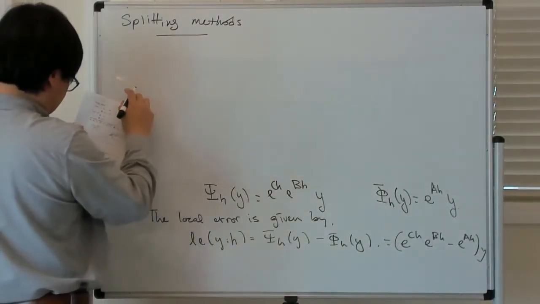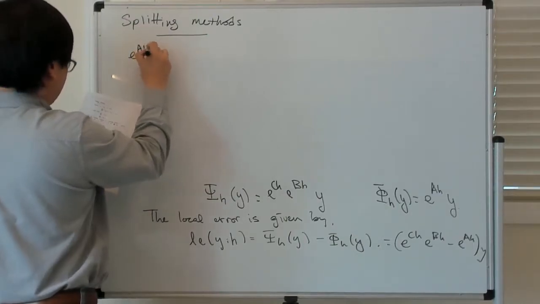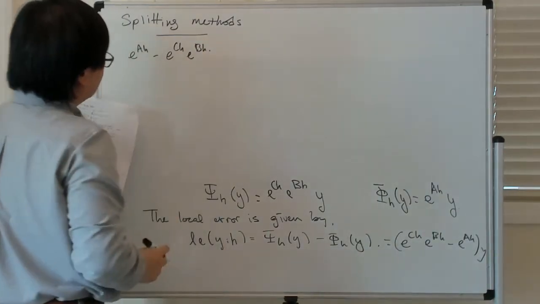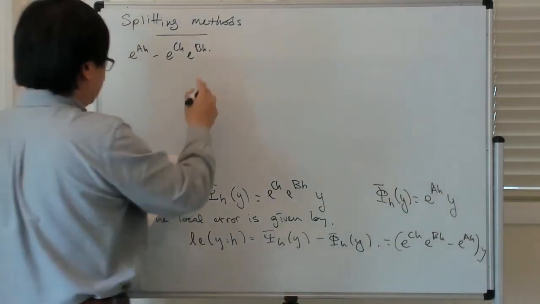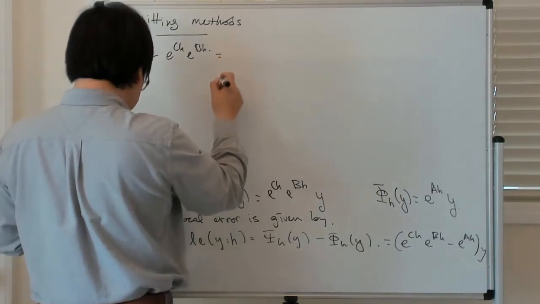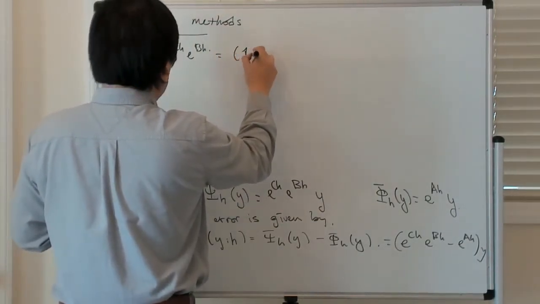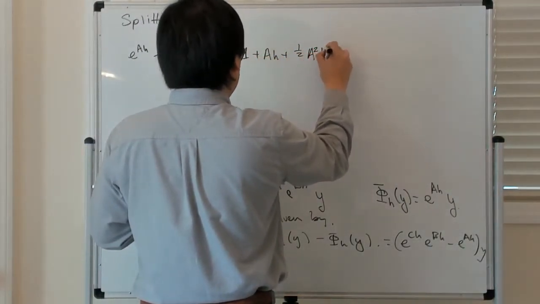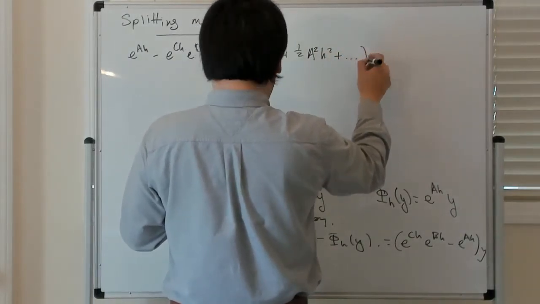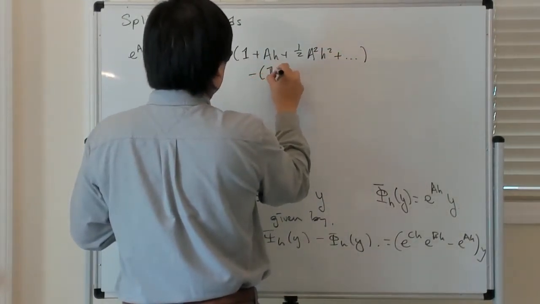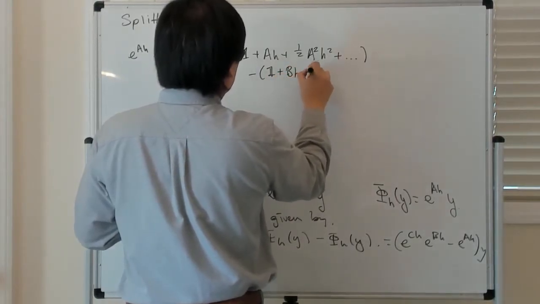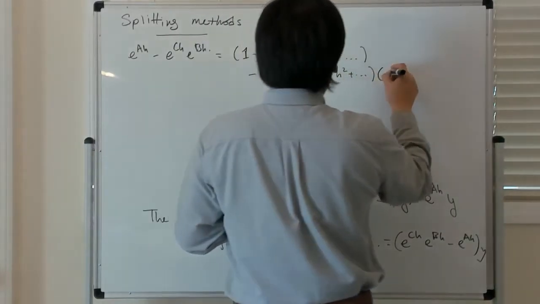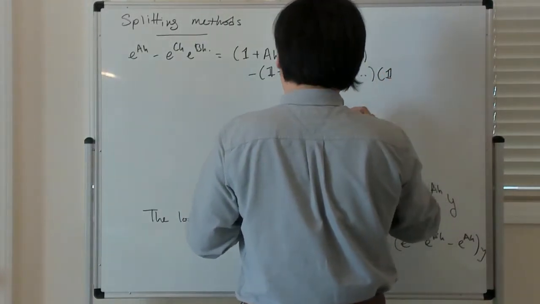Okay. So let's look at e to the Ah minus e to the Ch, e to the Bh, right? So I can do an exponential series for each of these things. So this is the identity matrix plus Ah plus 1/2 A squared h squared plus and so on, right, minus identity plus Bh plus 1/2 B squared h squared and so on. Identity, sorry, that's C, right?